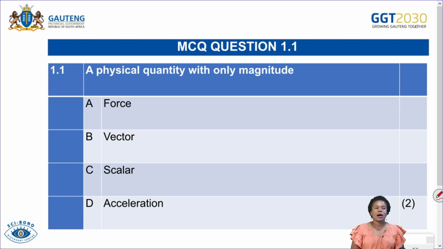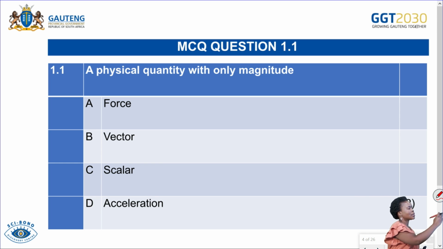And then your scalar is a physical quantity with only magnitude, okay? Acceleration is the rate of change in velocity per unit time, okay? So the one that best fits perfectly is your C, which is your scalar quantity. So by definition, a scalar quantity is a physical quantity with only magnitude, okay? So we're going to circle it here so that it is easier and visible to you.